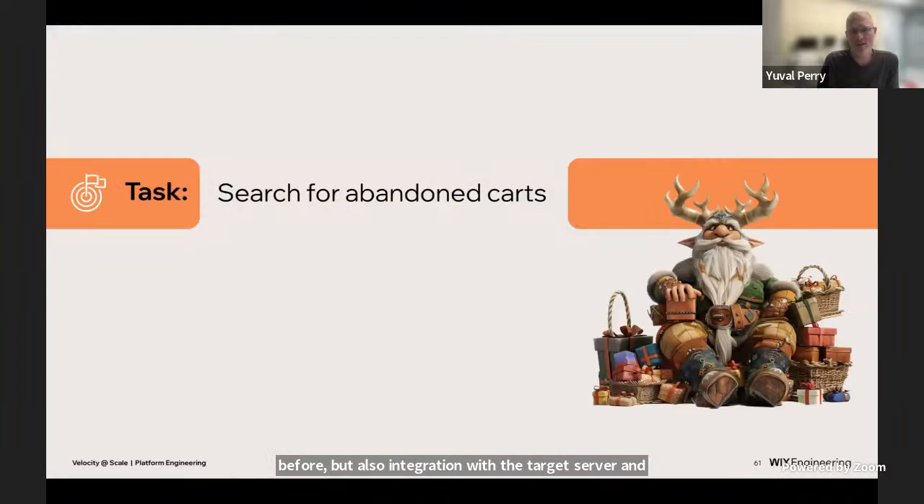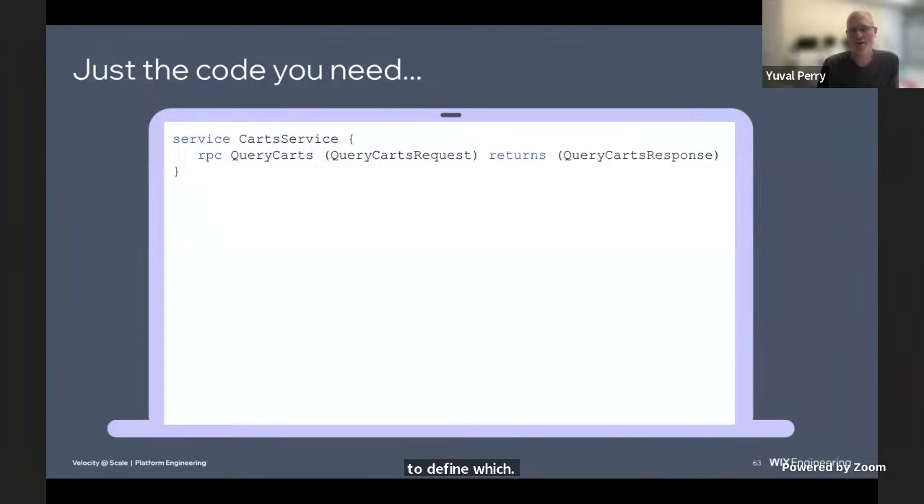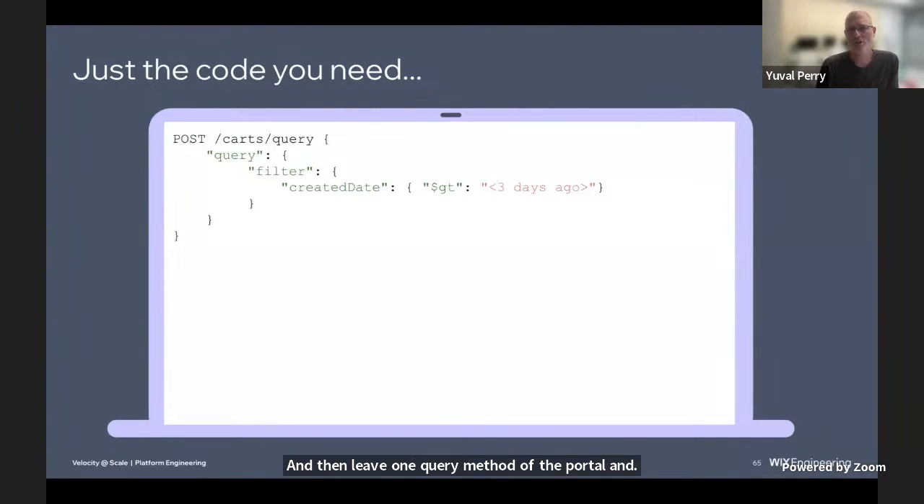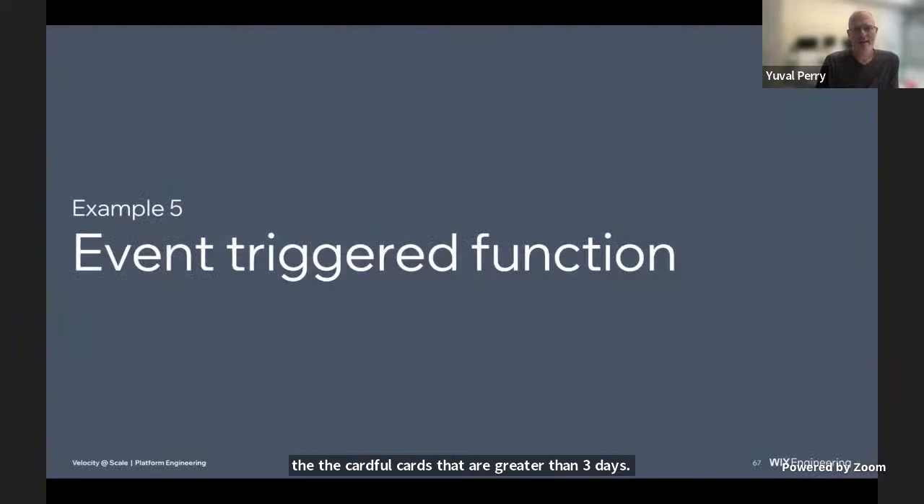Query is her integration with Elasticsearch, but here it's a simple query. One of the users wants to use the promise of an open platform, and he wants to create an application that searches for abandoned carts, right? And Dana, the only thing she needs to do is define which fields are searchable, and then leave one query method at the proto, and the code still looks very simple. And now the user can query for carts that are older than 3 days. Everything she got plus query validation.